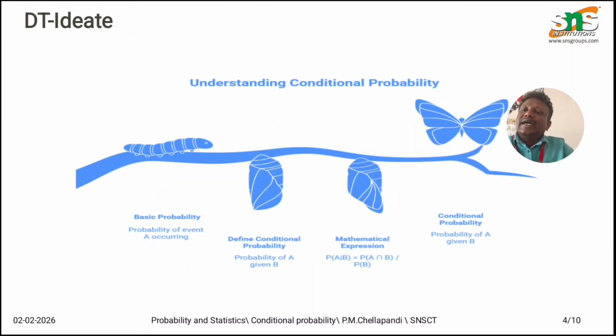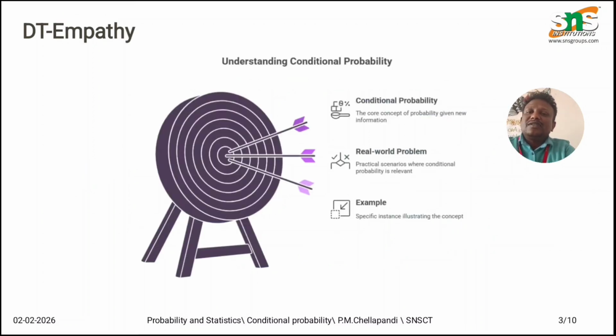Let us come to the ideate part. But before that, we have the empathy part. So let's discuss what the empathy part is. Dear friends, we are studying this conditional probability using a design thinking concept. As we know very well, there are 5 stages in design thinking. Empathy plays a crucial role in understanding conditional probability.